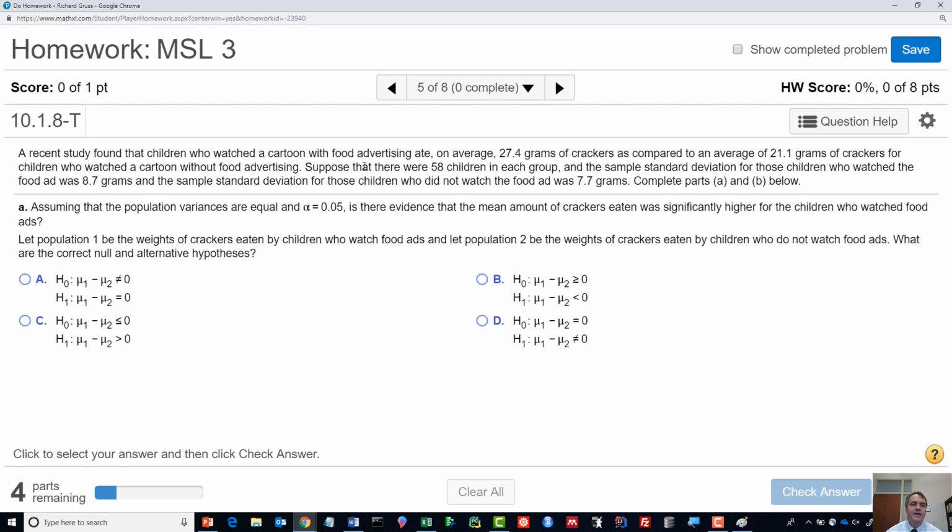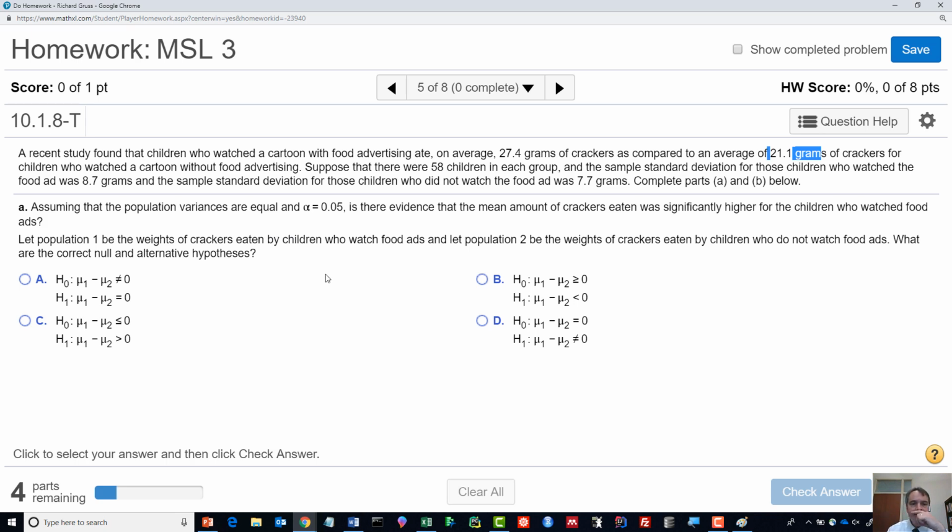So number 5 is a t-test where you have two independent samples. So the problem setup here is that there was a study that found that children who watched a cartoon with food advertising ate this many grams of crackers as compared to this many grams for another sample, that is the children who watched a cartoon without food advertising. Okay, and so we've got a sample size of 58 here, and they were both 58, and we were given standard deviations for both samples.